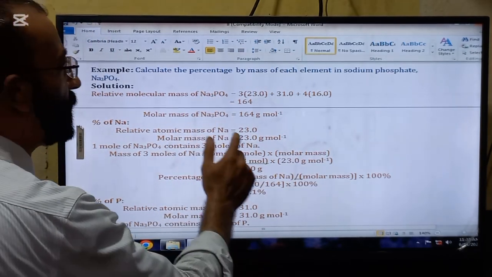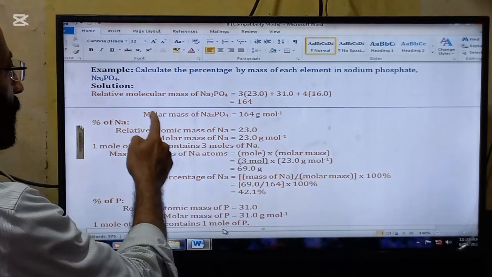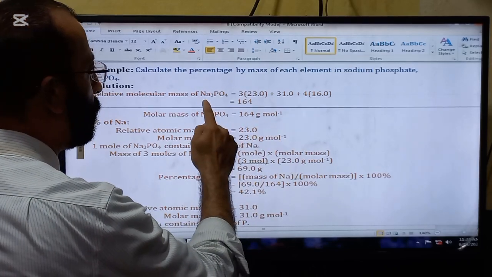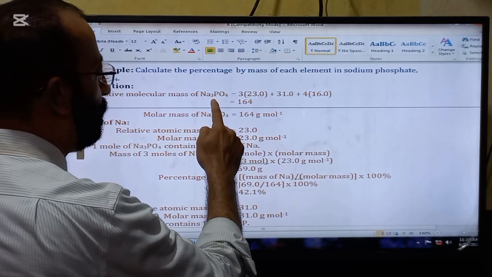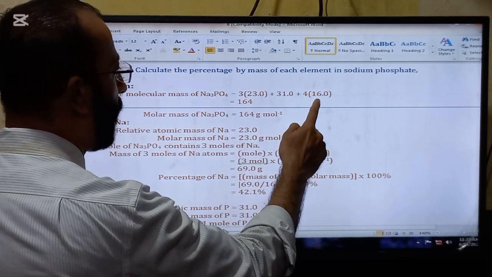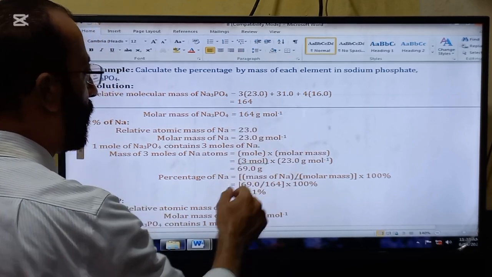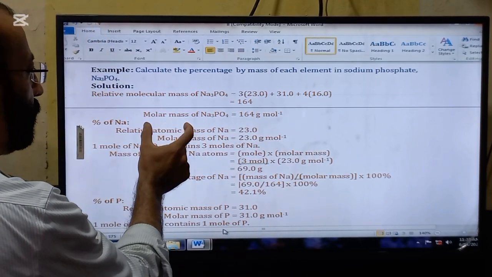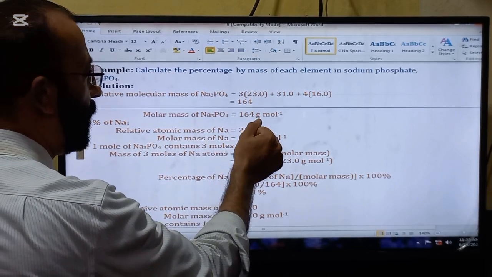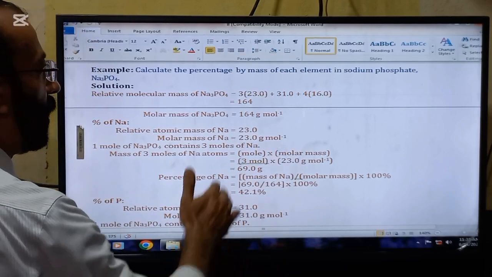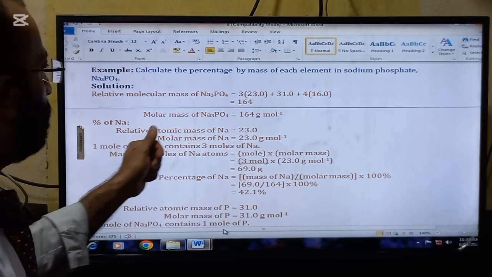Steps will be the same. First step will be to find the molar mass of the compound. So first the relative molecular mass, that will be this one. Sodium's mass is 23. There are 3 atoms, so 23 multiplied by 3. The mass of P is 31 and of oxygen is 16. So there are 4 atoms, so 16 into 4. Solve it on the calculator, you will get the answer. Replace the line with only this, like molar mass of Na3PO4, and write the same number, and the unit will be gram per mole.